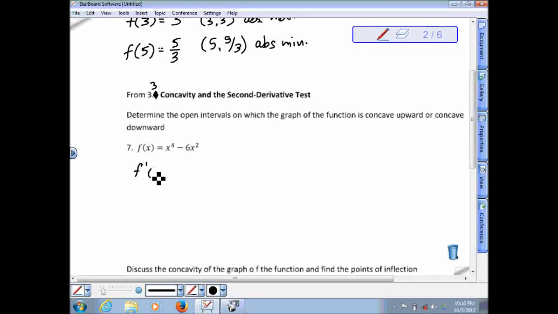So in question 7, we start with the first derivative, which we find the second derivative and set that equal to 0 to find points of inflection. Points of inflection are where the graph switches from concave up to concave down, or vice versa.